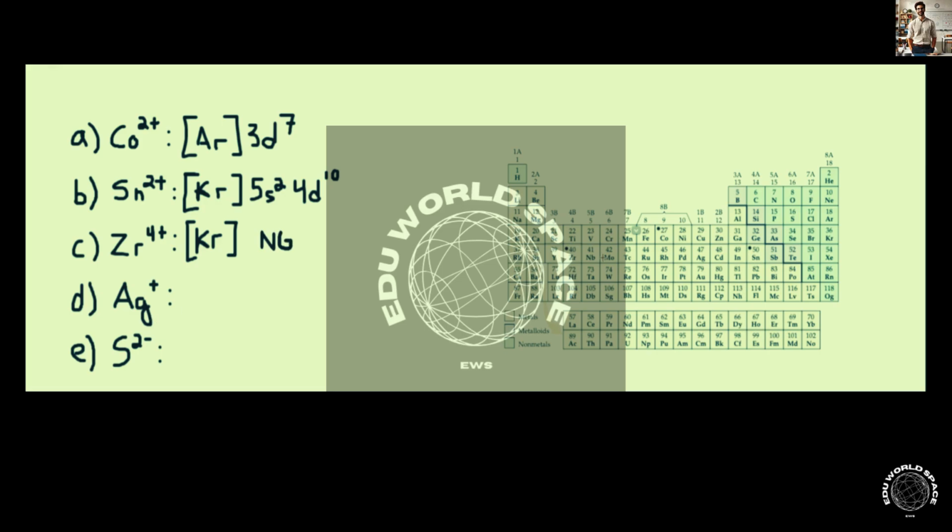This is silver plus, so this is Ag+. Silver here is number 47. Normally its electron configuration is krypton, 5s2, 4d9. If I remove 1 electron, I remove it from the 5s, so I would have 5s1, 4d9. But this is one of those exceptions where moving that electron from the 5s to the 4d will give you a full 4d orbital, which is more stable than having 9 electrons in the 4d and 1 in the s. So this one is one of our exceptions, but it is going to be krypton, 4d10.